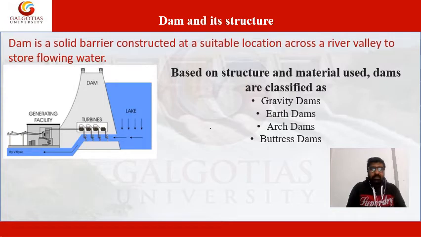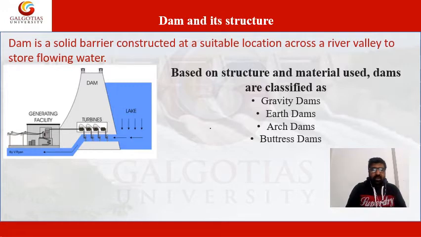So basically, dam is a solid barrier constructed at a suitable location across river valley to store flowing water. Apart from restricting the flow of water or underground streams, reservoirs created by dams not only suppress floods but also provide water for activities such as irrigation, human consumption, industrial use, aquaculture and navigability. In this diagram, the different components of dams are shown. So it's a general definition, general presentation of a dam.